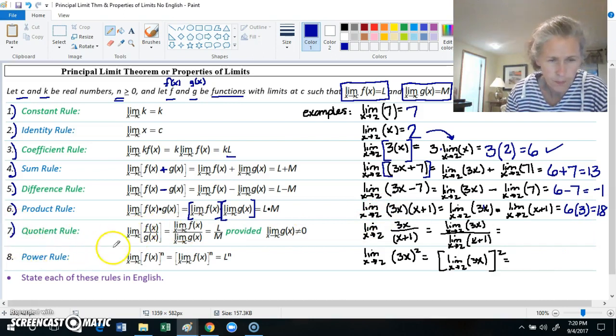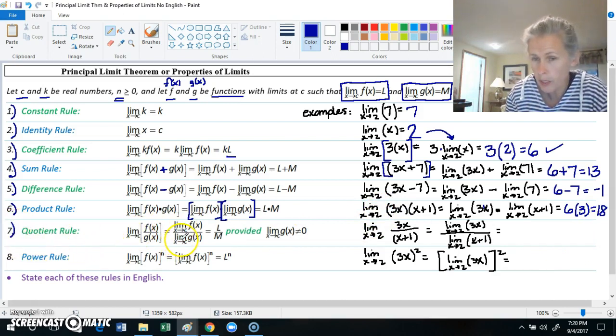Next, the quotient rule. With the quotient rule, we just have to be careful that we're not dividing by 0. So the limit of f of x divided by g of x is the limit of f of x divided by the limit of g of x, provided that the limit of g of x does not equal 0. So take a look at our example. We have the limit of 3x over x plus 1. We're going to look at the limit of the numerator, which is 6, over the limit of the denominator, which is 3, and 6 over 3 is 2.